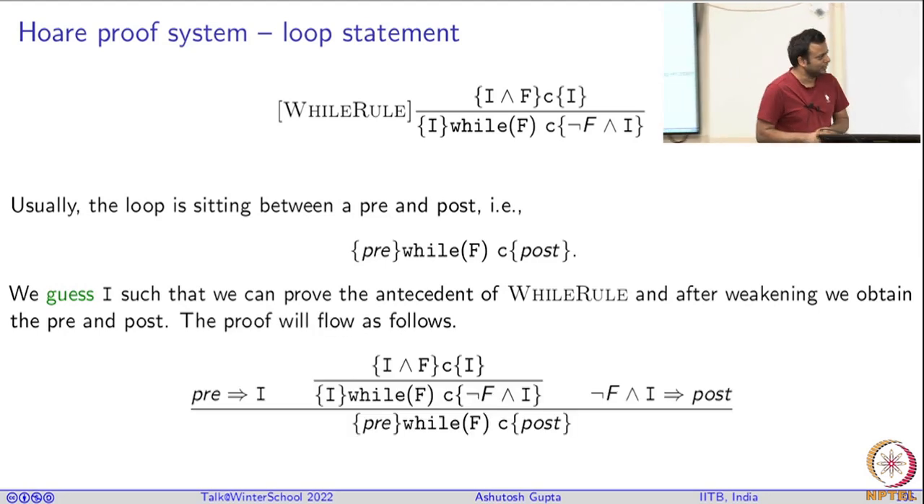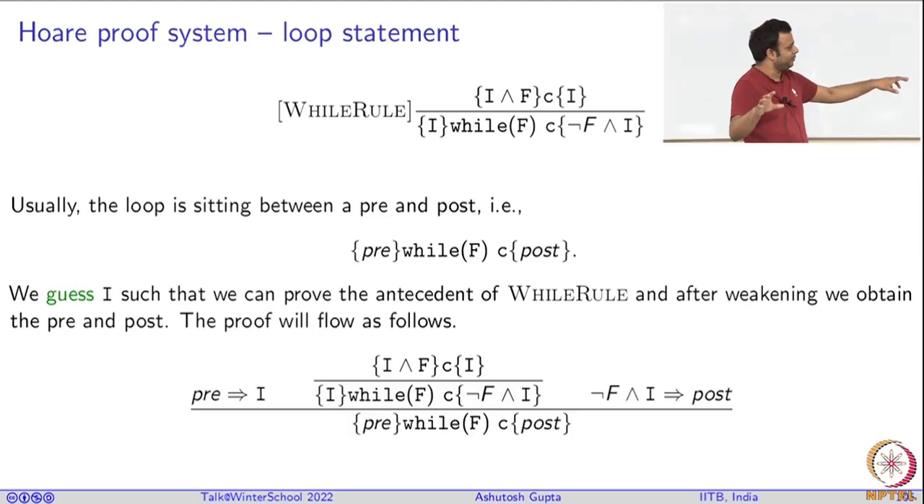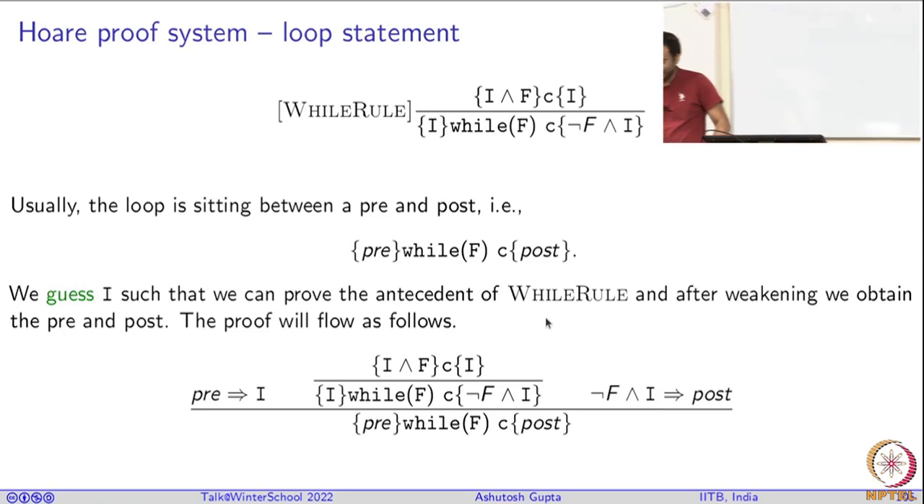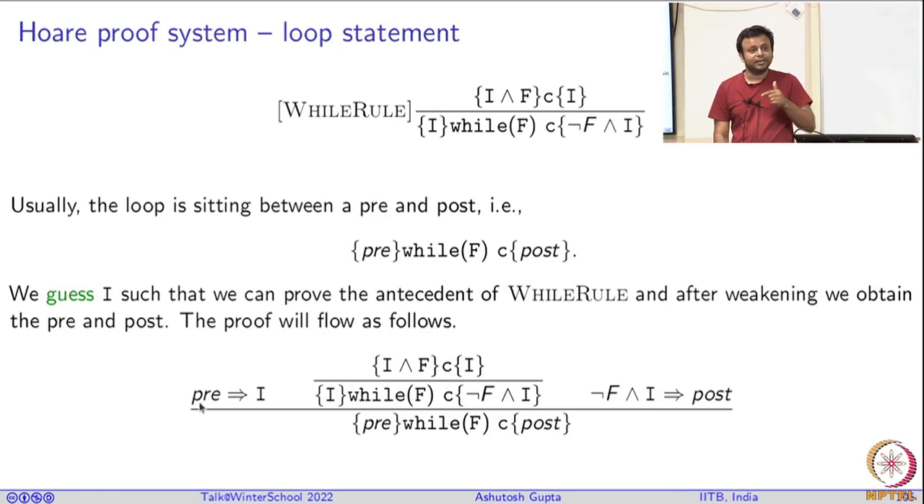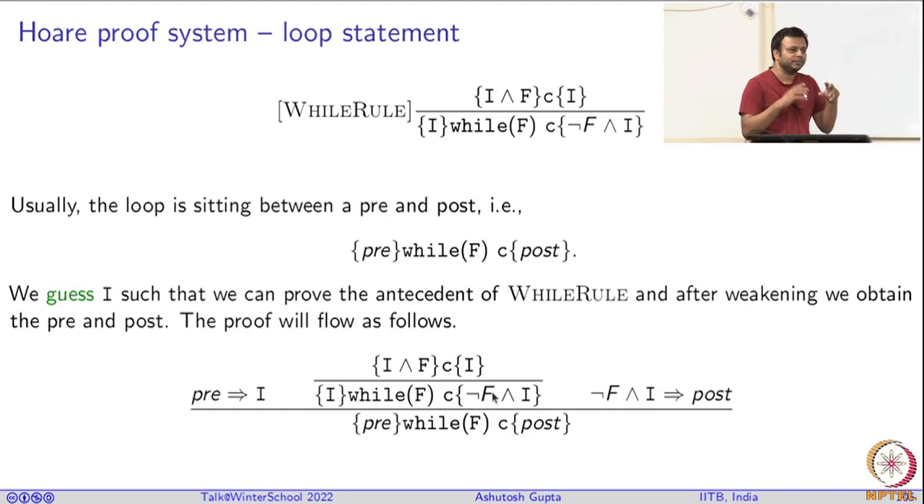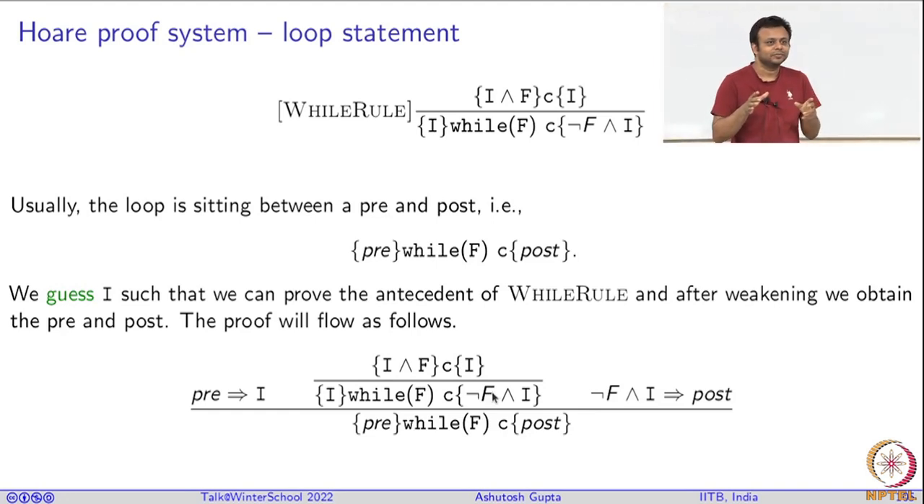So this is what the proof would look like in a full setting. You will come up with an I. And then you basically derive this. Then you will show that the precondition implies the I, and also that the thing which you learn here implies the post. And then from there, using the weakening rule, you can derive this fact. So you may actually prove something much stronger than what was asked, and then you weaken, and show that this proof works.